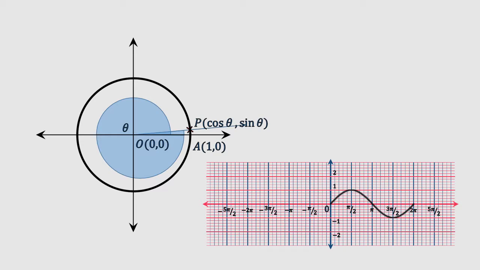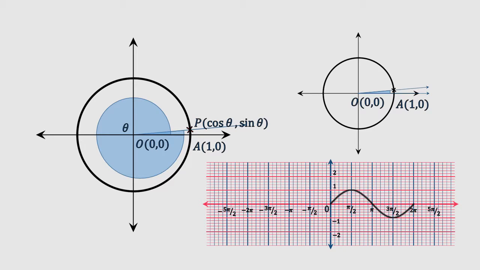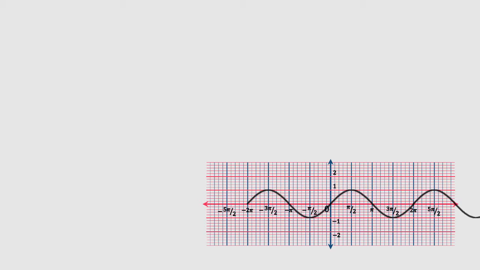As for angles larger than 2 pi, notice a cyclic repetition of outputs. Therefore, on the graph, a repetition of the wavelet. And on extending the graph to the negative side, voila, we have the graph of the sine curve.